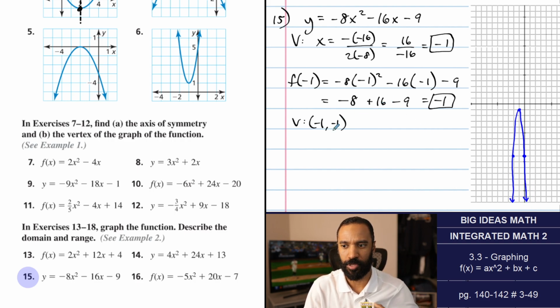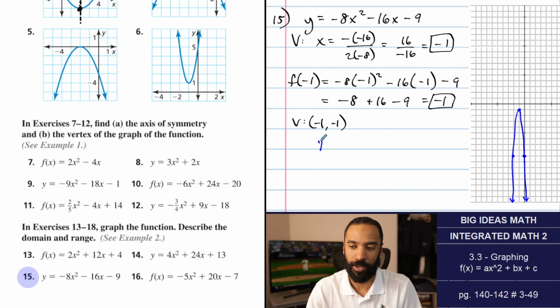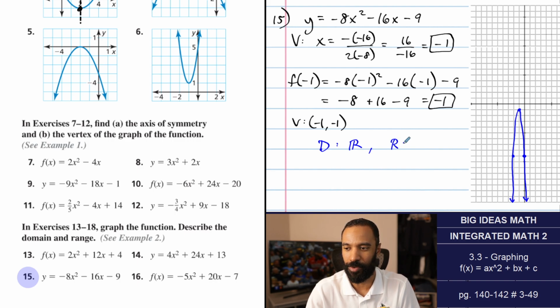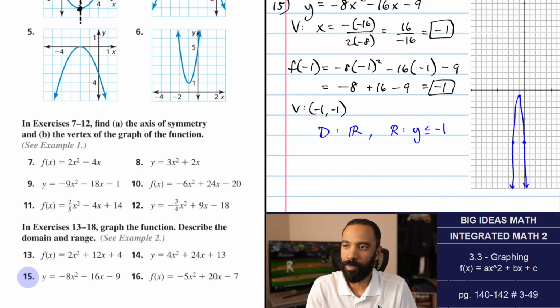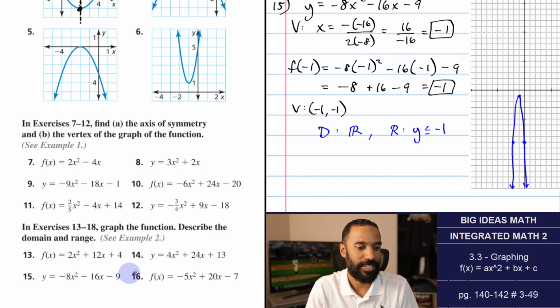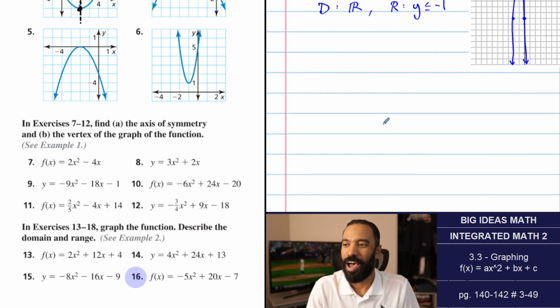It does go steep, absolutely. This domain, guys, it's still all real numbers. Just because it goes steeper doesn't change the fact that you can still substitute anything for x that you'd like, and you'll still get a y value out. Range, it goes down forever from negative 1. Y is less than or equal to negative 1. That's your range. And then number 16. Oh, and 17 and 18. They're just on the other side of the page. It says for 13 to 18.